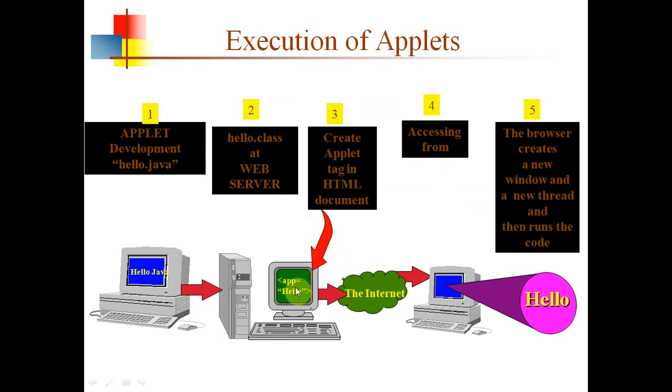And now we have this applet tag inside the HTML program, and then we will access the form. We will execute the form, and the browser creates a new window and a new thread, and then runs the code. So accordingly the browser will execute the program. So we have these 5 steps, and with these 5 steps we can execute the applet program.